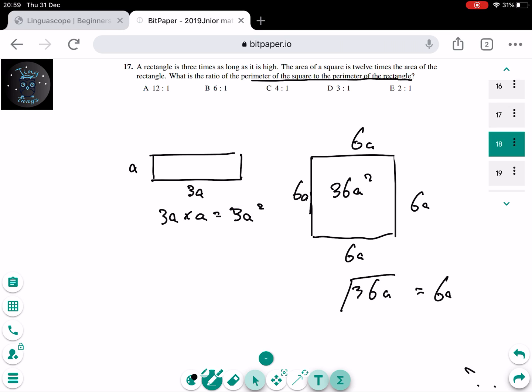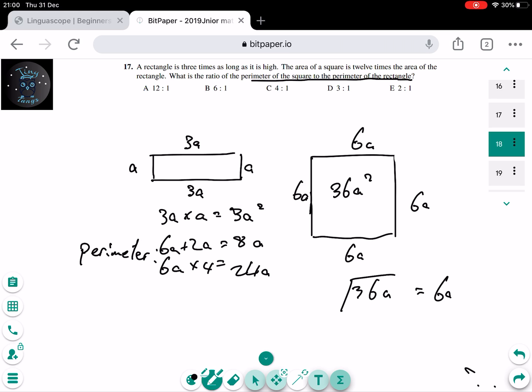So the perimeter of this rectangle is, it's A this side and 3A. So it's 6A plus 2A, which equals 8A. However, the perimeter of the square is 6A times 4, which equals 24A. So that to that is 3 to 1, which is D.